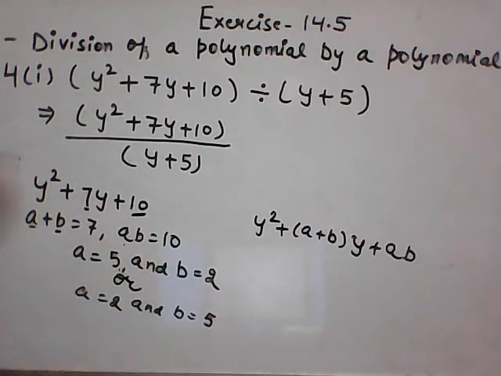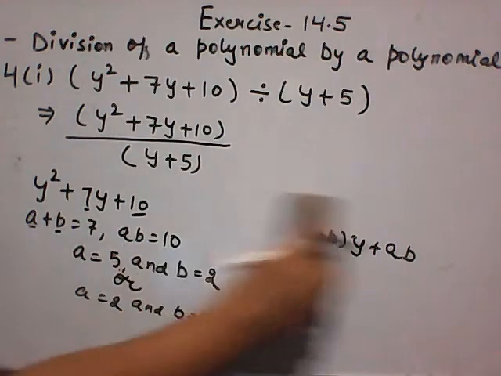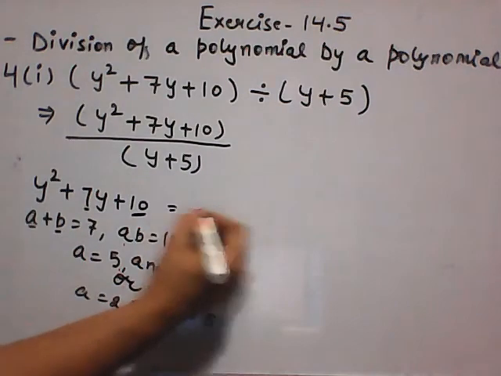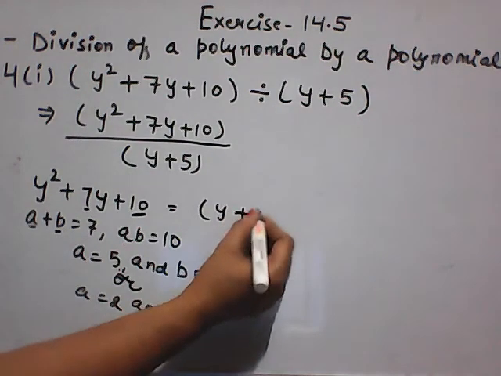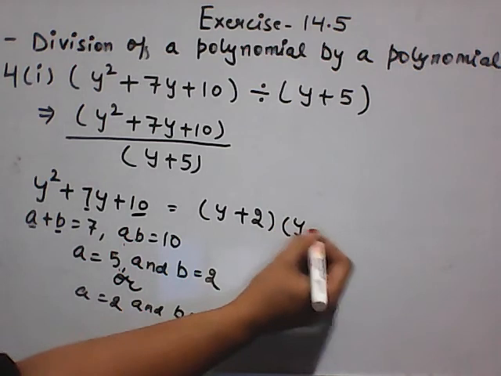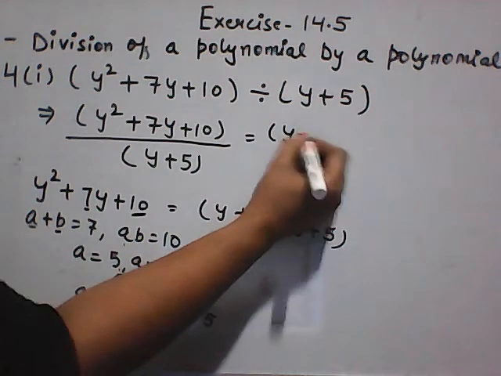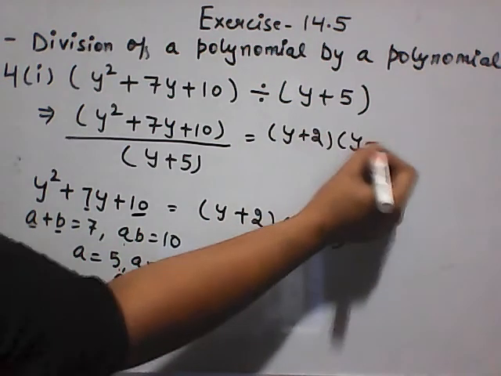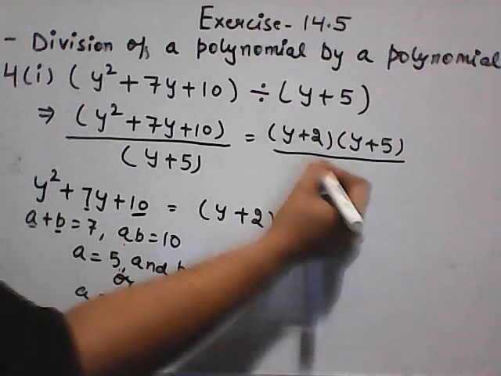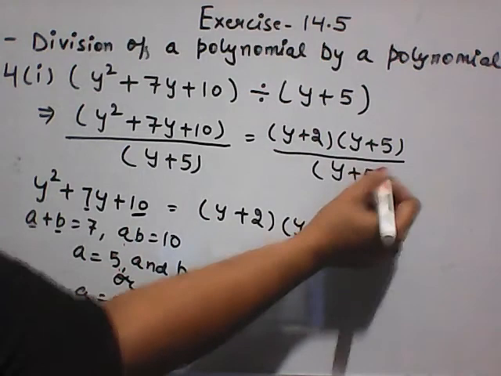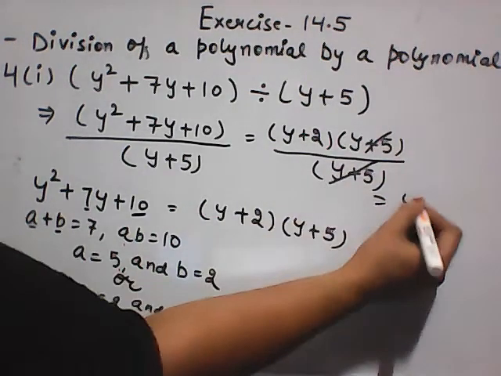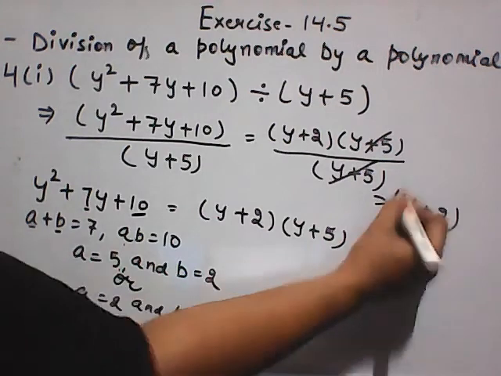So we can factorize in this way: y plus a into y plus b. It can be written as y plus a, what is a? 2. y plus b, what is b? 5. So y square plus 7y plus 10 can be factorized as y plus 2 into y plus 5. Put this value in the expression: y plus 2 into y plus 5 whole divided by y plus 5. Now y plus 5 is cancelled out with y plus 5. So we are left with y plus 2, and y plus 2 is our answer.